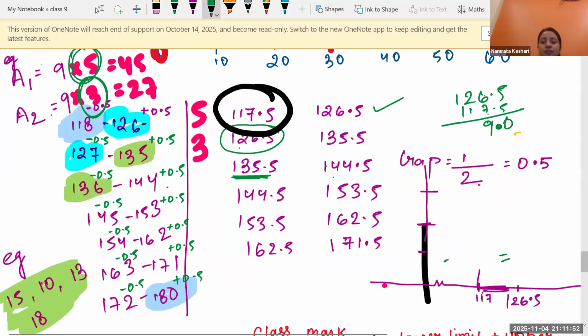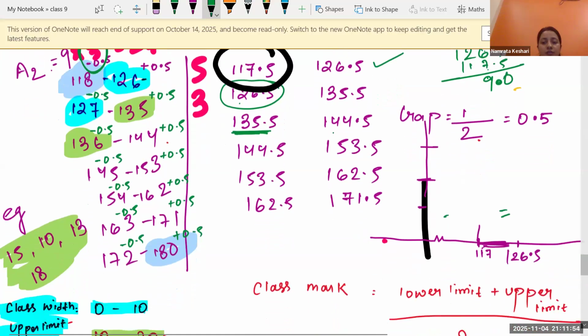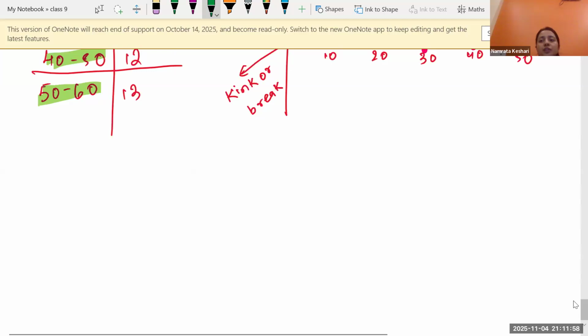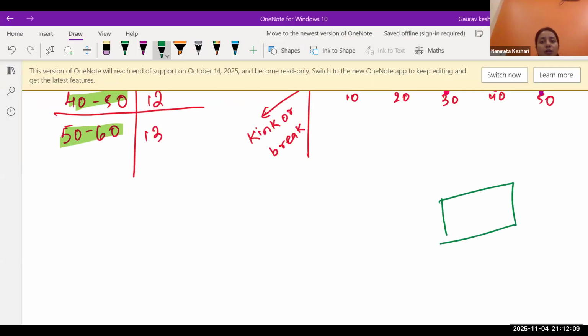So this word polygon means a closed figure made up of line segments, that is, straight lines. So this is a polygon, right? This is again a polygon. This is a polygon, yes or no? Yes, ma'am. Okay, so the polygon's name is rectangle, it's a square, it's a triangle.